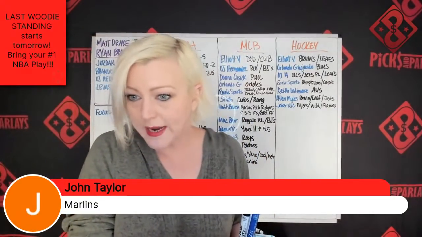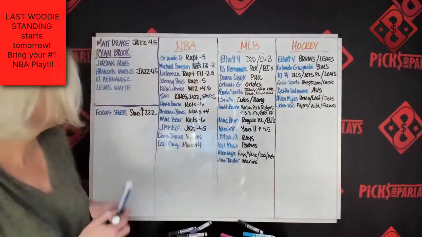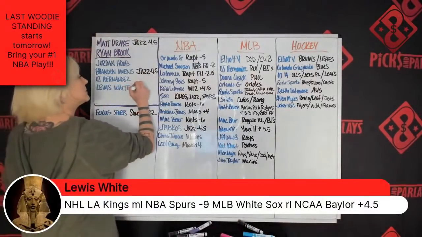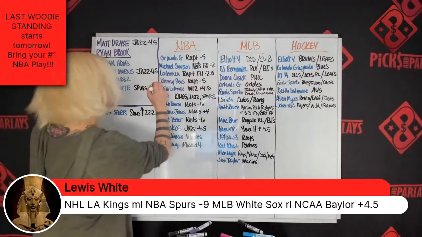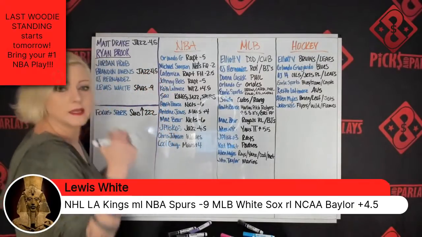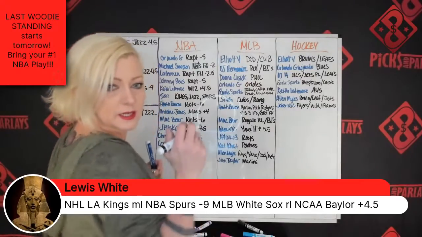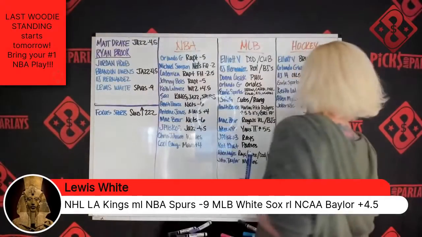Okay, Lewis White. Oh, here's your Spurs. I see it. Lewis, thank you. He's going to go Spurs -9. He's going to go Kings and White Sox.